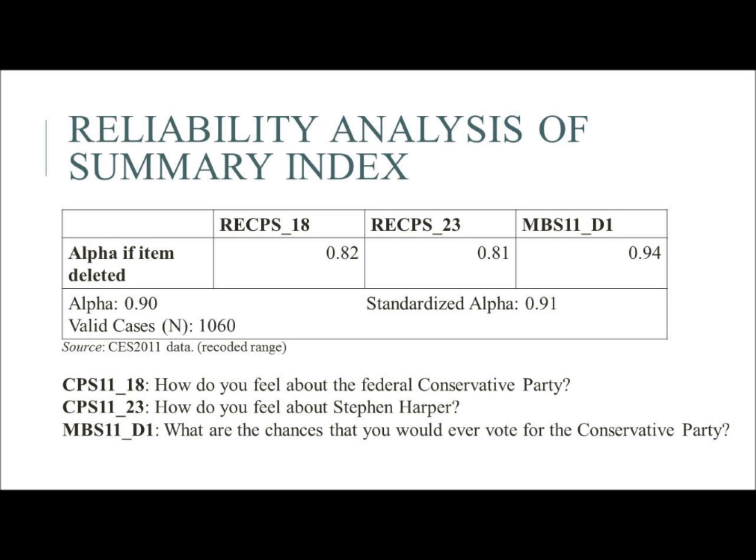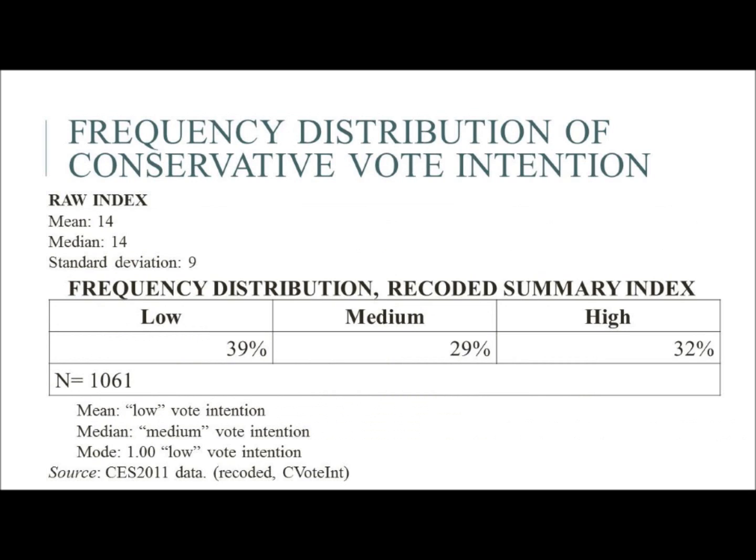Moreover, when looking at the values for alpha if item deleted, we see that removing the last column, MBS11_D1, yields a higher alpha value. The frequency distribution of the raw summary index ranges from 0 to 30. As a result, I was unable to display the table, but I will, however, discuss the relevant univariate statistics. As you can see, the median and mean scores are the same, meaning that the middle and average response by respondents was at the halfway point in terms of their vote intention for the Conservatives.